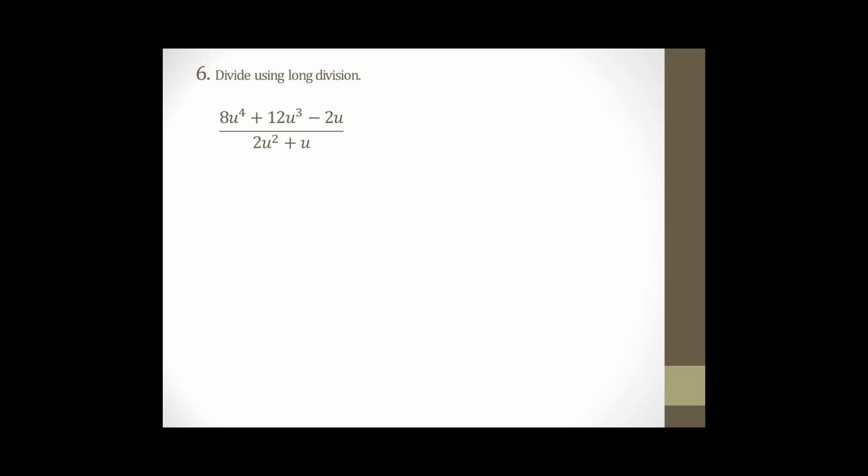Number 6, divide using long division. So we're going to just pick up where we left off. So the dividend is the 8u to the 4th plus 12u cubed minus 2u. And the divisor is 2u squared plus u. So we're going to start.